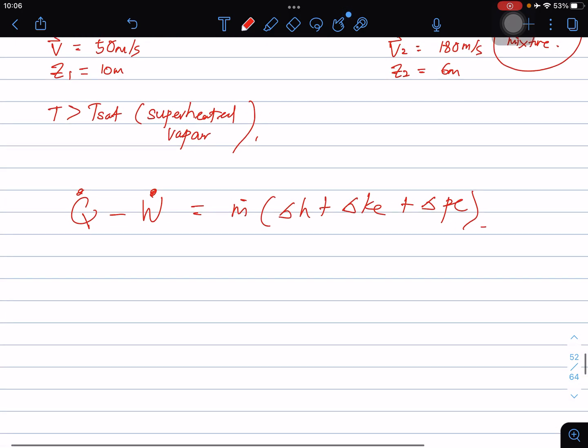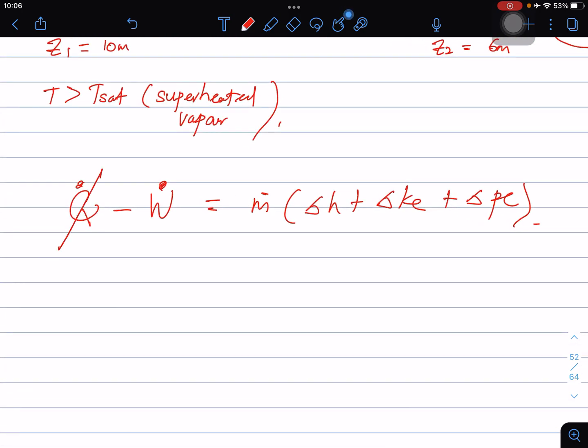Alright, since this is adiabatic, we can cancel the Q dot here, which is the net heat transfer. So you need to write here adiabatic as your assumption. The other terms you cannot neglect because all of them are included in the equation. So now your equation becomes negative W dot equal to m dot delta H plus delta KE plus delta PE.